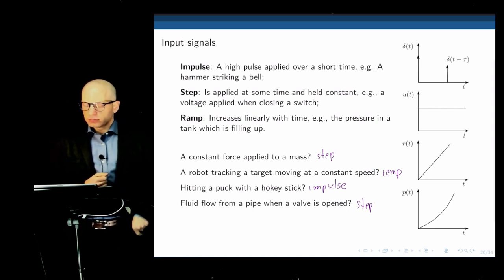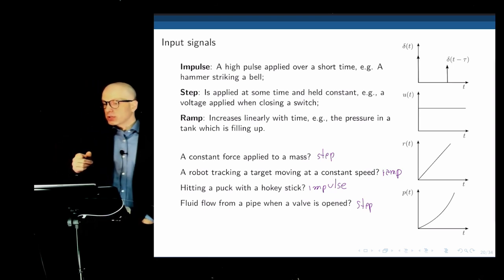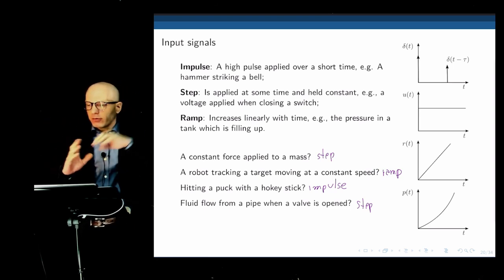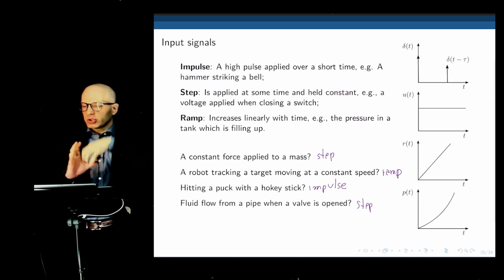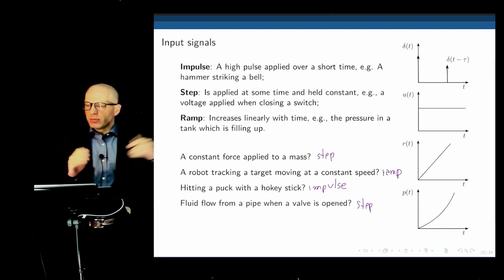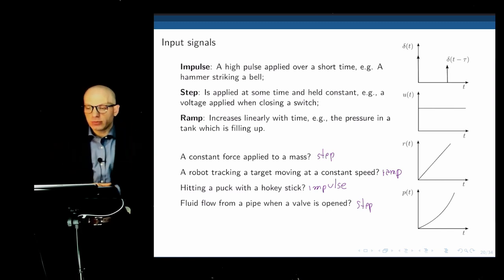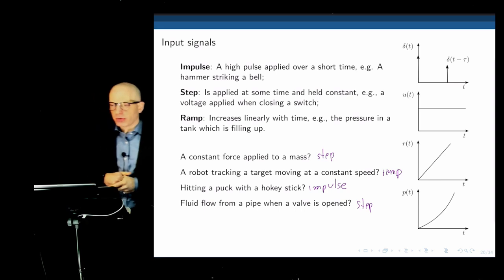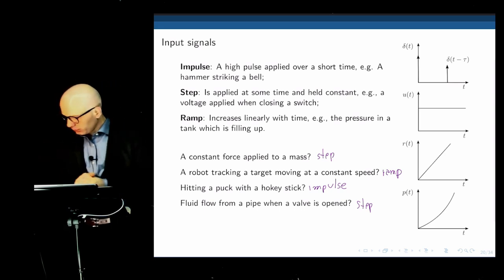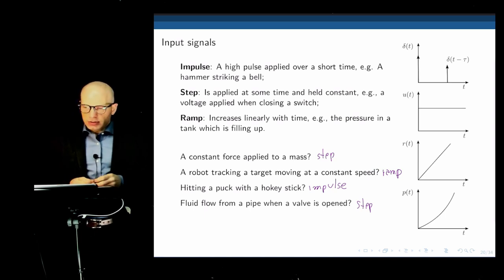Question, so the fluid doesn't go gradually and then... If the fluid was going up gradually, it will of course have what we call a transient before it reaches a constant flow, but if it is a constant flow, regardless of how we get there, it will be a step. If that flow keeps increasing indefinitely over time, then it would be either a ramp or a parabolic input. Okay. Any other questions here about these signals?